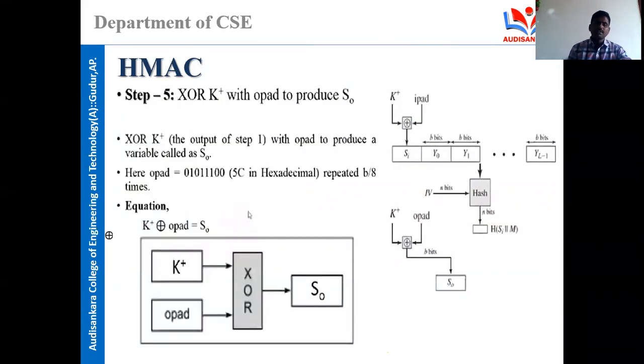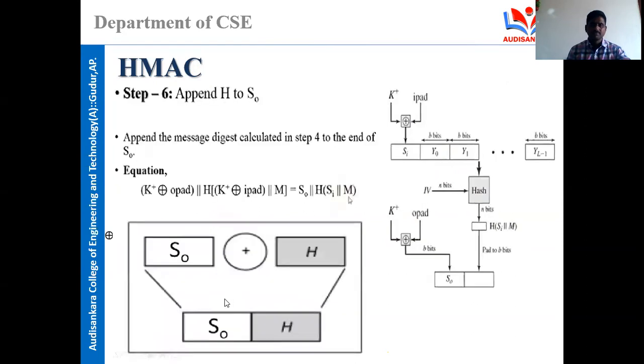Next, in step 5, we are performing the XOR of the secret key K plus and OPAD to generate S naught. This process you are doing again. Here the fixed constant is changed. So K plus you are performing XOR with OPAD, you will get S naught. The same process which we saw earlier is repeated here.